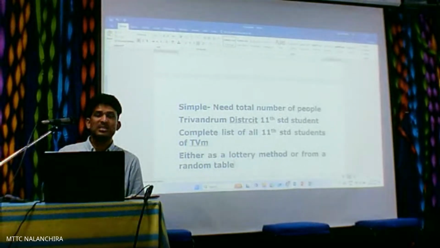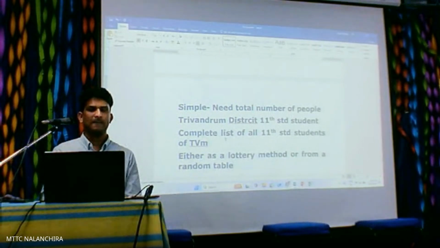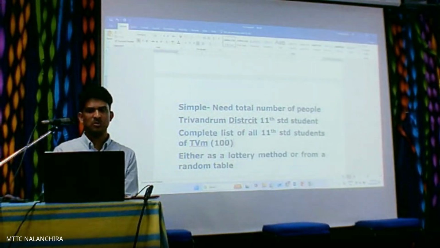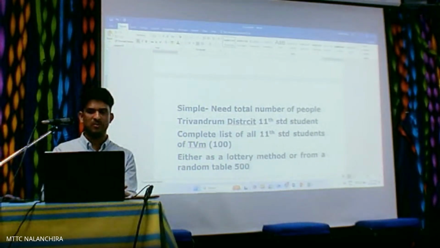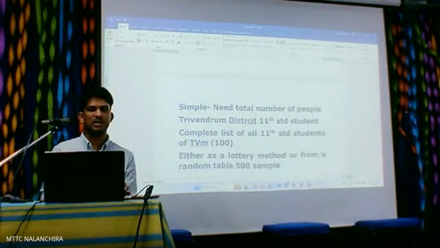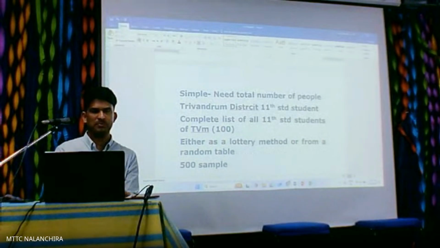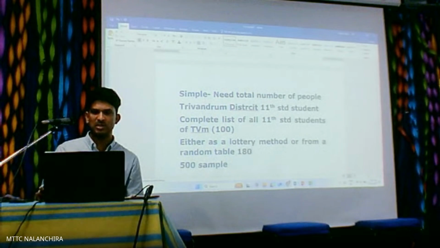Suppose in Thiruvananthapuram there are 50 schools or 100 schools, and you are taking a sample of 500. So what you have to take out of the 100 schools, suppose in 100 schools you have around 180 students in a session.